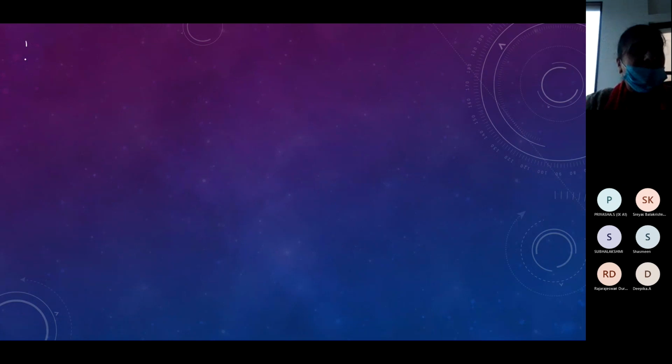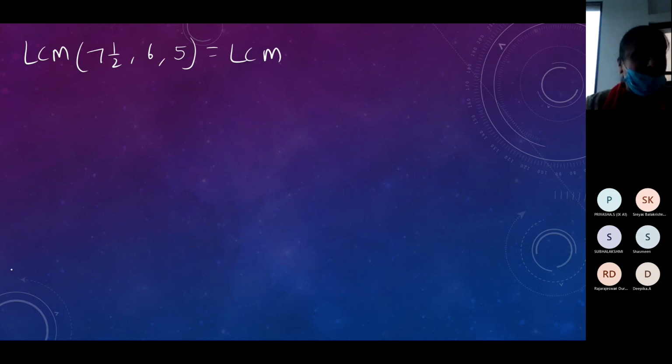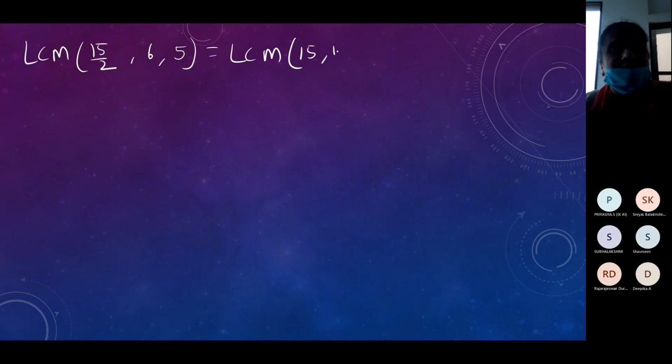Find the LCM of 7.5, 6 and 5, which means we have to find the LCM of 7.5, which is nothing but 15 by 2. So let's write it as 15 by 2. We have to find the LCM of 15 by 2, 6 and 5. Now, how will you get rid of 2 from the denominator? Listen, children. Multiply all three numbers by 2. So you get 15, 12 and 10.